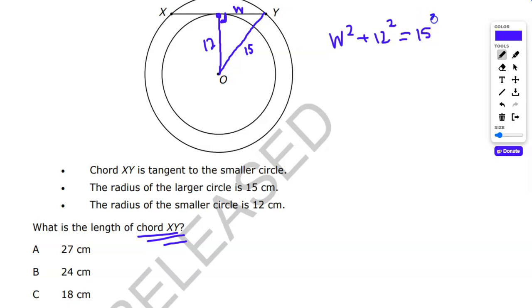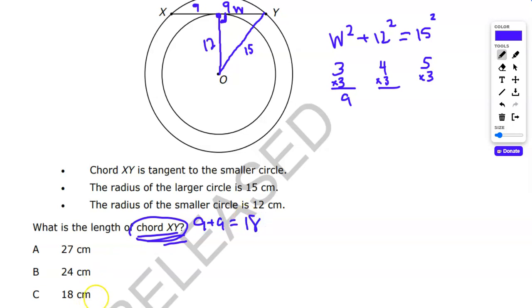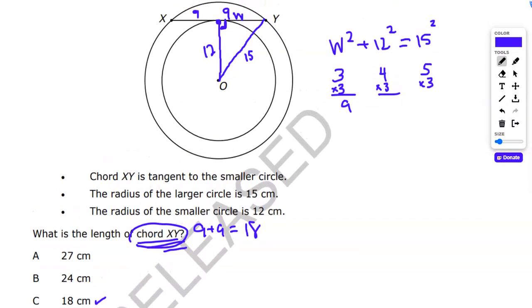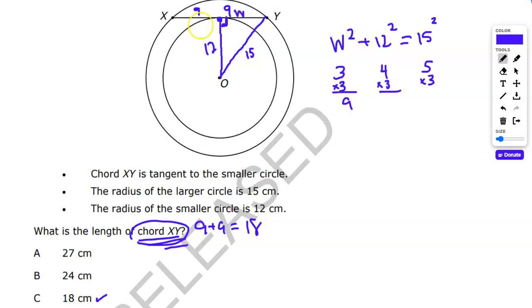This looks like a 3, 4, 5. This is the 4, this is the 5, this is the 3, and they're all times 3. So which means this one must be 9. Finish Pythagorean theorem if you want to now. W is 9 there, which means this side is also 9. For a total, the question was asking how long is chord XY? That's 9 plus 9 for 18. And thankfully, they didn't use 9 as an answer choice. The answer choice D was 10 down there. So pretty good question there.